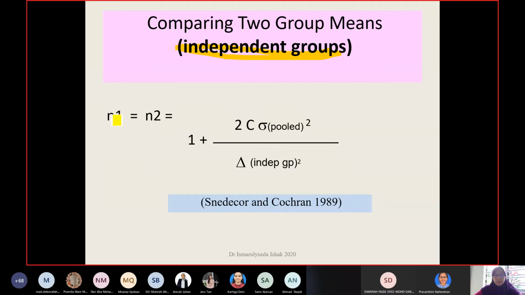So in this formula, N1 equals N2. The 1 plus 2 is the constant, and then this is sigma pooled. Because you have two groups, you have to pool, you have to combine the standard deviations from the two groups. So this is the pooled standard deviation. This is your delta for independent groups. This is squared, this is squared.